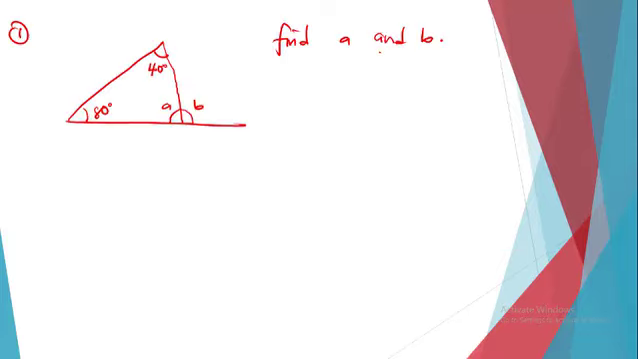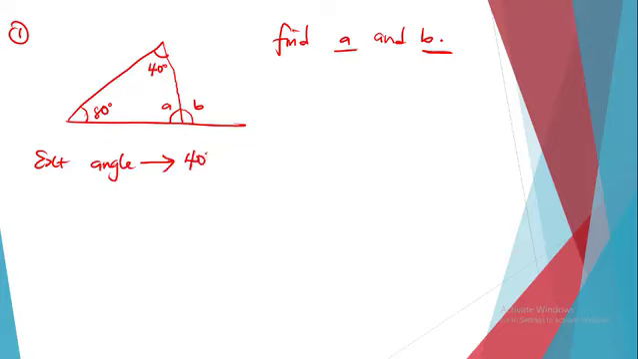Okay, let's take some examples. We have a problem here on the screen with a diagram. We're asked to find A and B. This is our B and this is our A. There are two ways of solving this. I will teach us these two ways of solving this. Number one, applying the exterior angle rule.